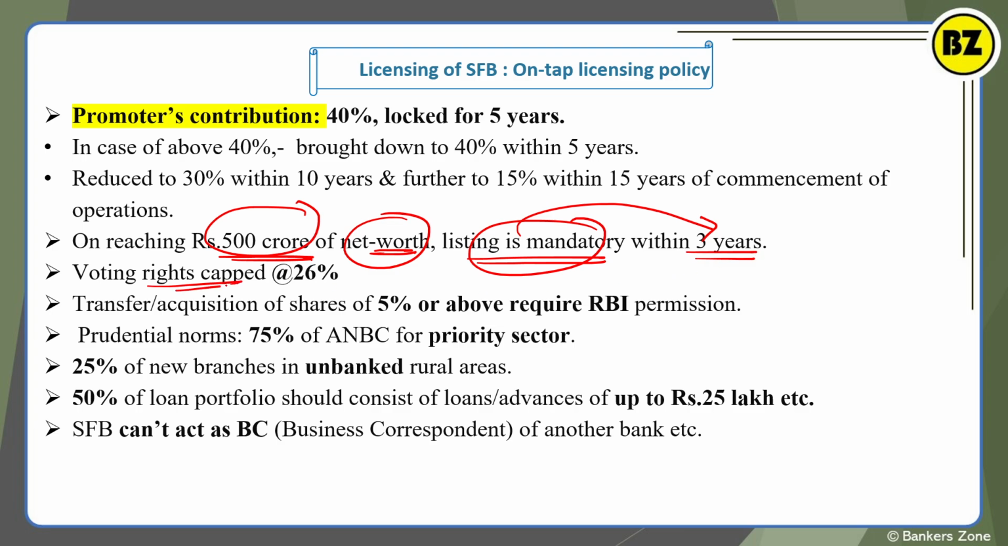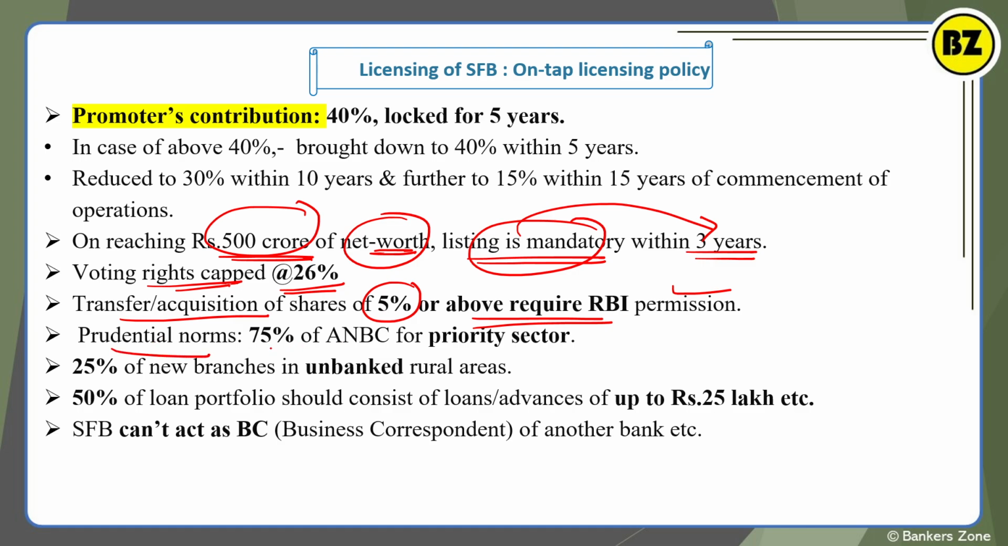Then voting rights are capped at 26%. The transfer and acquisition of shares, if it is more than 5%, you have to inform the RBI, and if it is more than 10%, you have to get permission from the RBI. Okay, so these are the transfer and acquisition of shares.